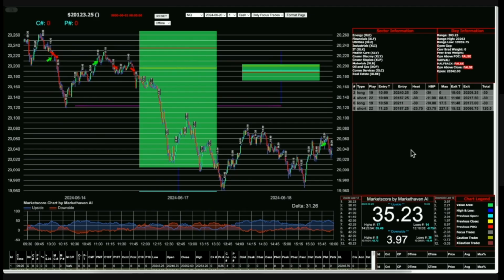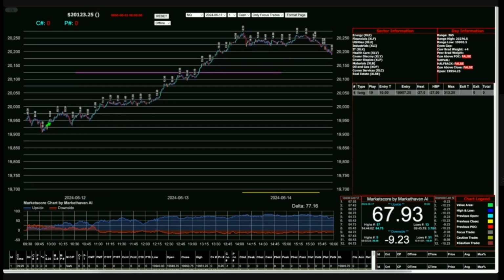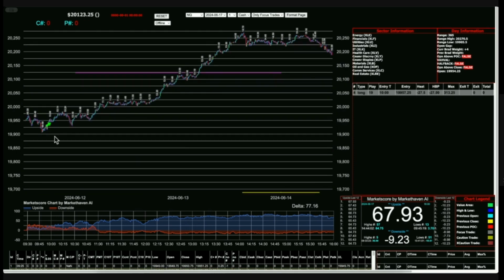Now I want to open it up for questions. So I've gone through some substantial days. I've shown you some of, I mean, these are easy days to play. Marketscore gives you a lot of clear information at the beginning of the day. This is a gap up day. So if you got into that trade, and I'll just use this day as an example, this would be a day where you would get in.